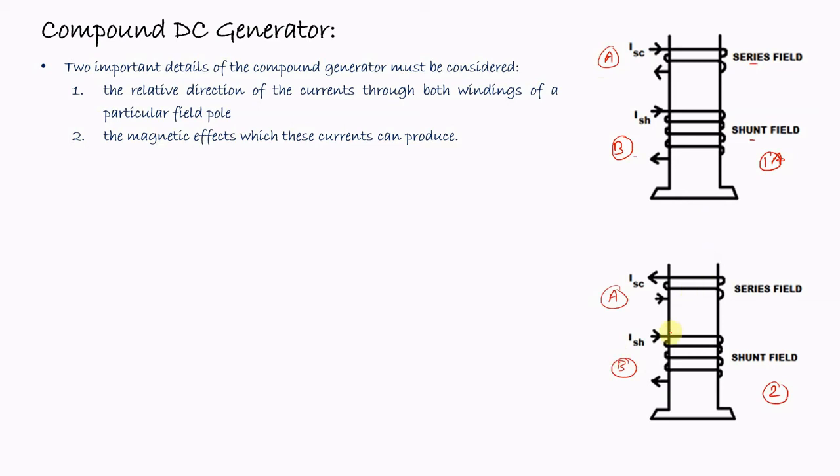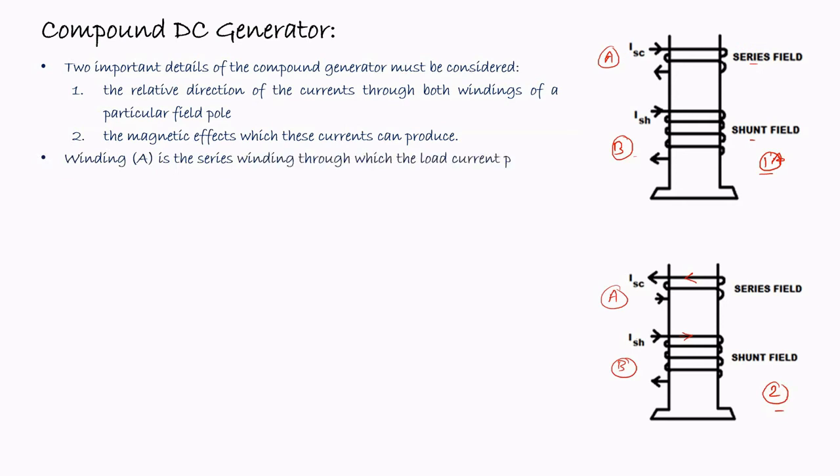In the second case, we can see that the direction of the current in both the field windings is opposite. Here the current is from left to right, that is, it is entering in this way, and here the current is leaving, that means from right to left. So in the case of a compound generator, there are two possibilities of the current flowing in the field winding, either like case 1 or like case 2.